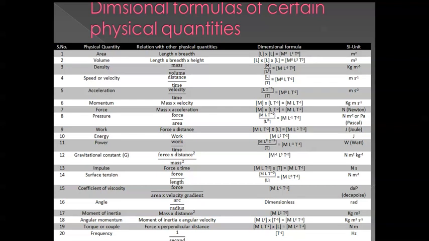Okay, this information is coming from the dimensional formula. Coefficient of viscosity, moment of inertia, angular momentum, couple. We have to derive the dimensional formulas of all these physical quantities based on those equations.